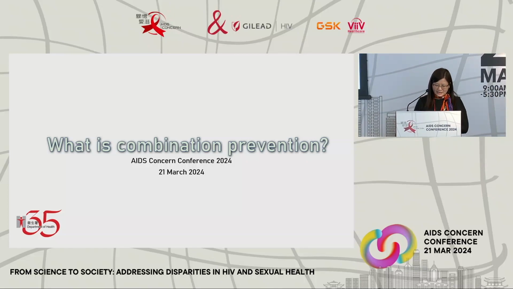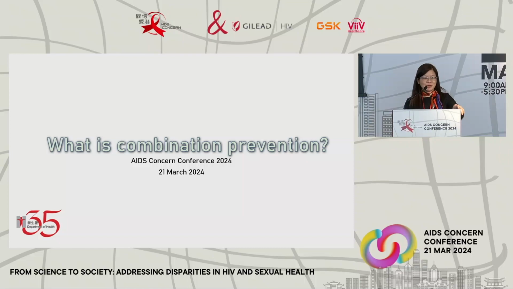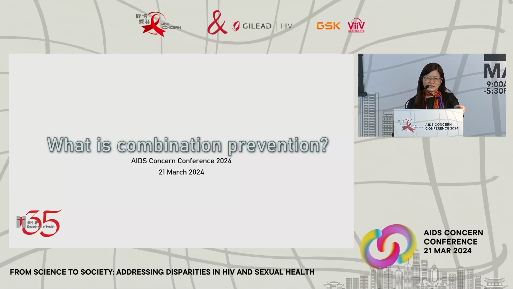So hello everyone. My topic will be combination prevention. Combination prevention is a very common approach for many diseases. A good example is cardiovascular disease, where you practice a healthy lifestyle, a healthy diet, more exercise, and no smoking to prevent the risk. For certain cancers, apart from lifestyle modification, you have screening and also some vaccines.